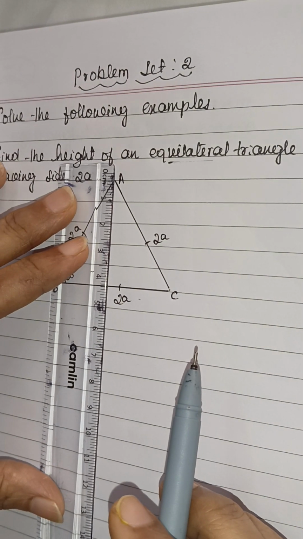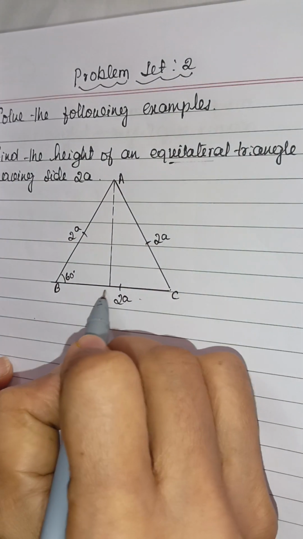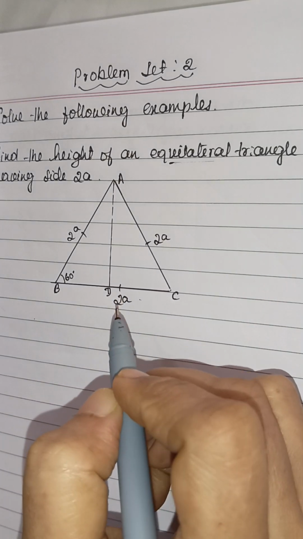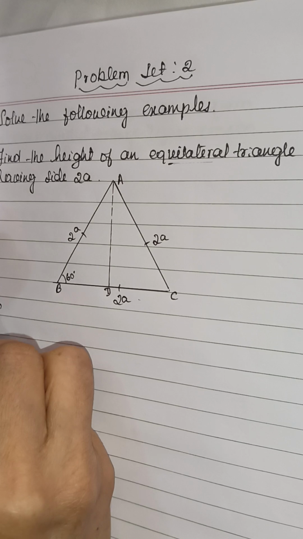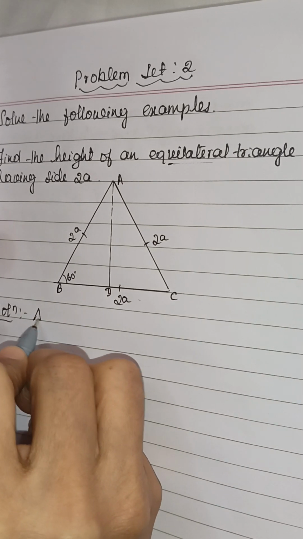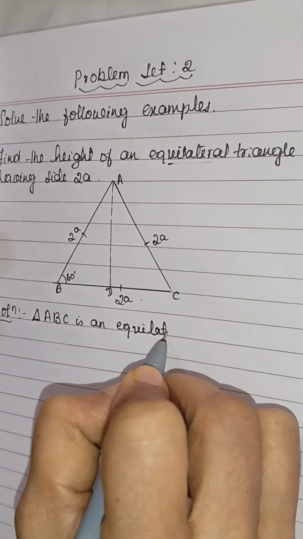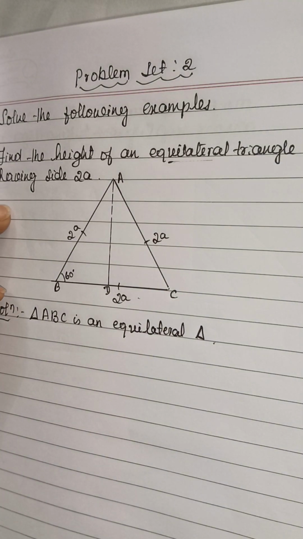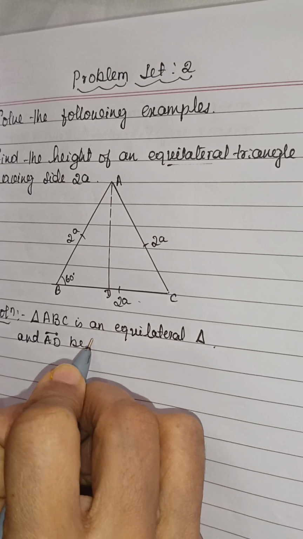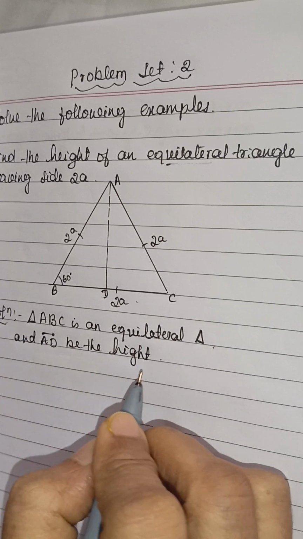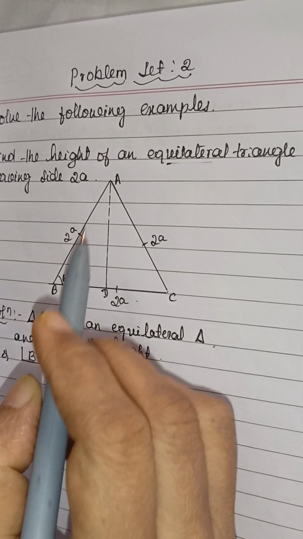So we have to draw one perpendicular line. This is the height. Let the foot be D. Solution: triangle ABC is an equilateral triangle, and segment AD is the height of triangle ABC. Angle B is 60 degrees.